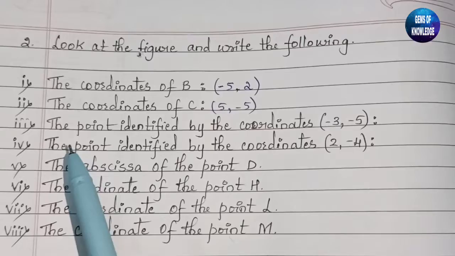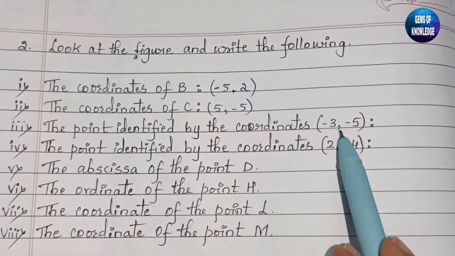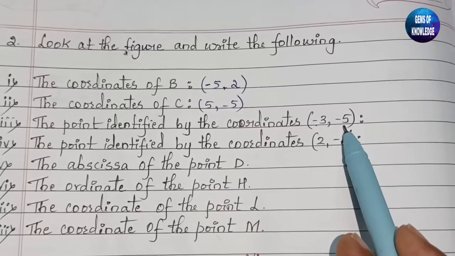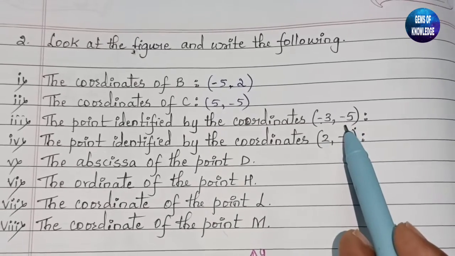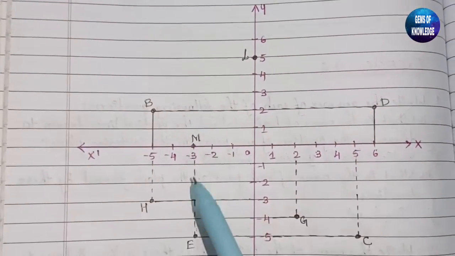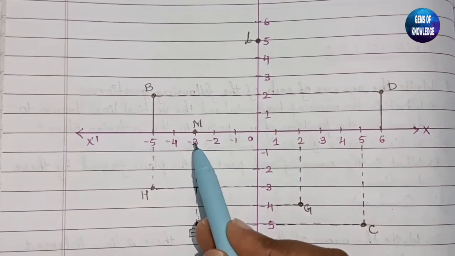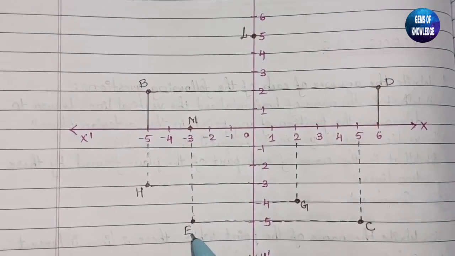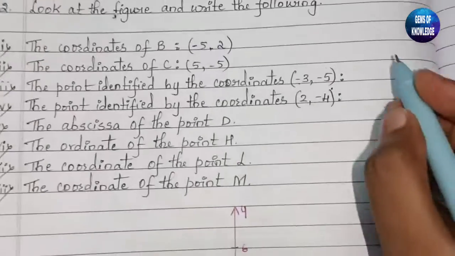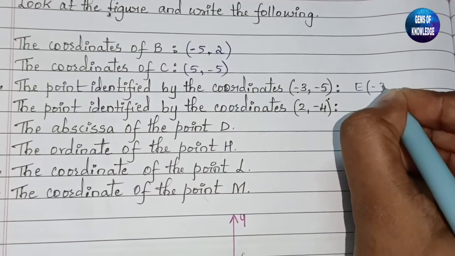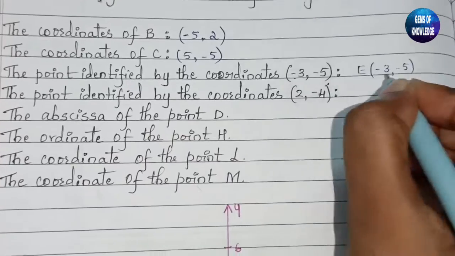Next, identify the point with coordinates -3, -5. Minus and minus both come under which quadrant? Minus, minus comes under the third quadrant. So you need to search in the third quadrant for -3 and -5. Which is this point? This is nothing but point E. So you need to write it as E, and in the bracket you write -3 comma -5, or simply you can write E.